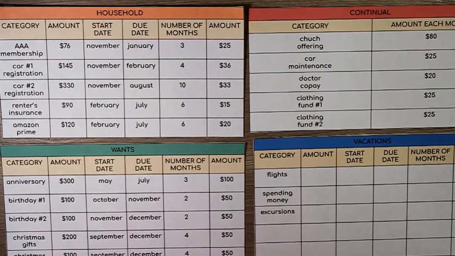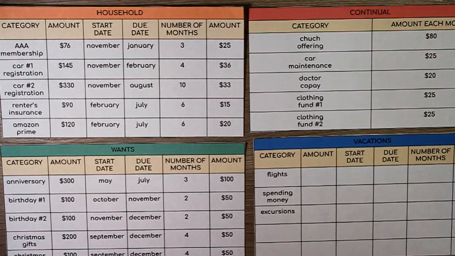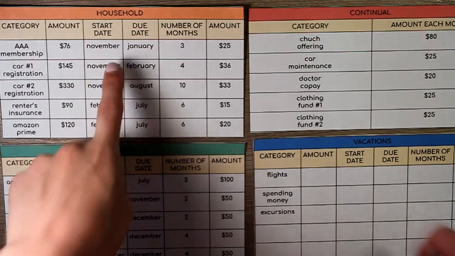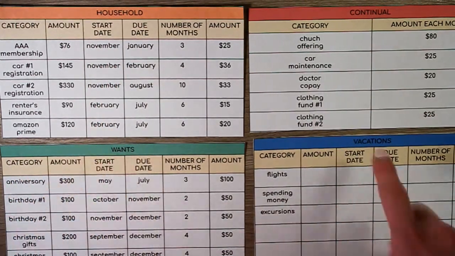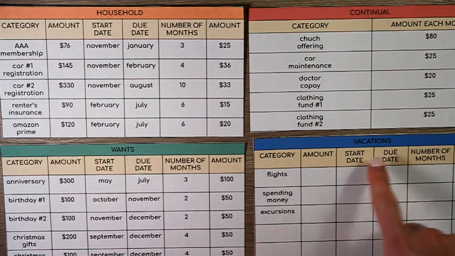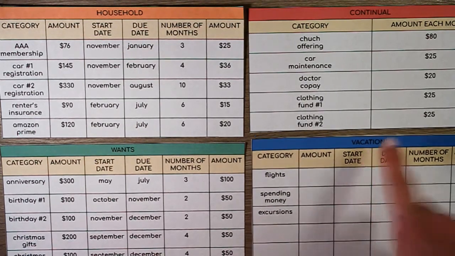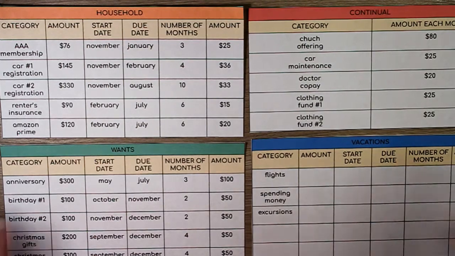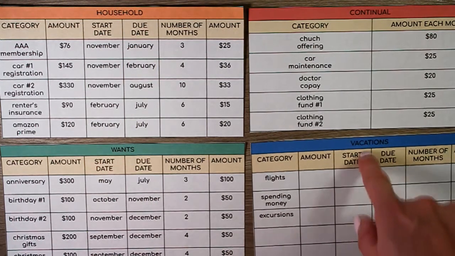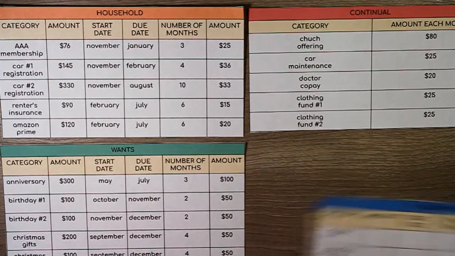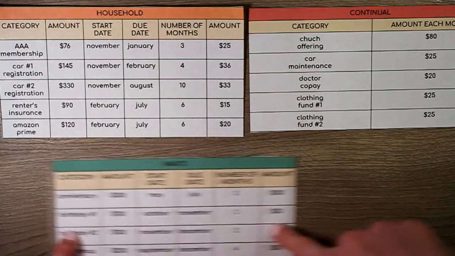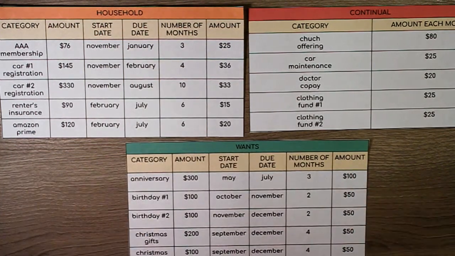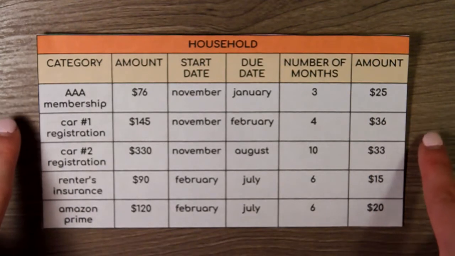So the 4 different categories or sections that we use sinking funds for in our house are household, continual, wants, and vacations. I know some people don't often go on vacations during their debt-free journey. We had some prior commitments before we decided to go on to this journey, so we actually still go on vacations. We'll talk about this one a little bit later, but we're going to focus on these 3 main categories first to figure out what would go into each of these and how we figure out what we put into our envelopes each month. So let's start with household first.